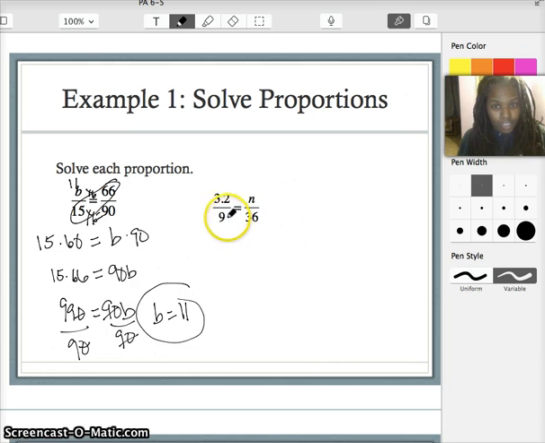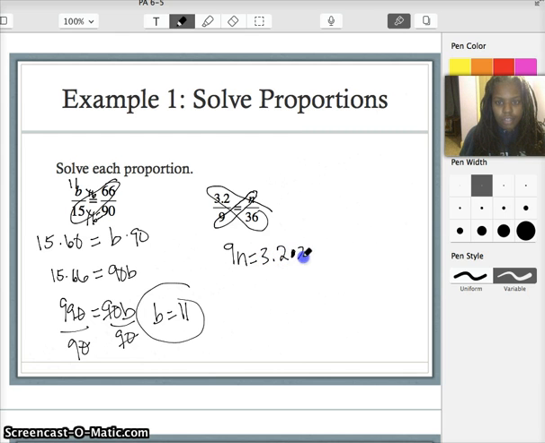And this one actually really screams, if you look at it, 9 times what gives you 36? That's the same thing. You're going to multiply the numerator by 4 to find the n. I know it, but we're going to go through the process of using cross products. I'm telling you, if you develop the skill, it will help you out later on. So we're going to multiply these guys together and multiply these guys together. So I end up with 9n, that's 9 times n, is equal to 3.2 times 36, which is 115.2. And this isn't turning out nicely, so I'm expecting that you might use a calculator.